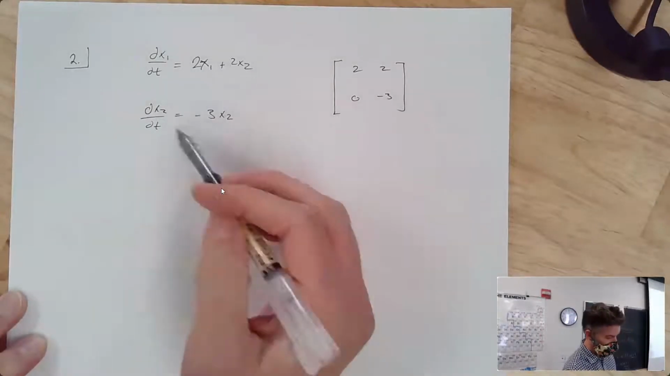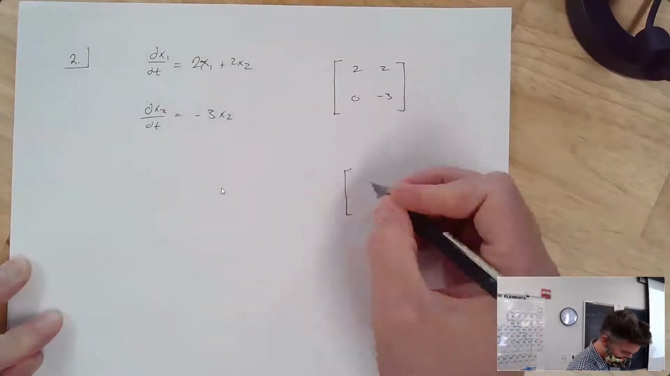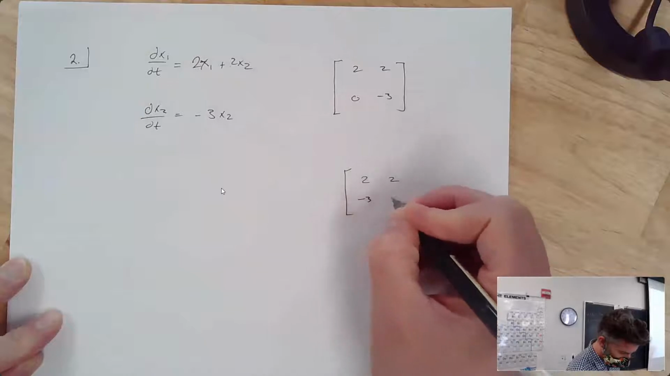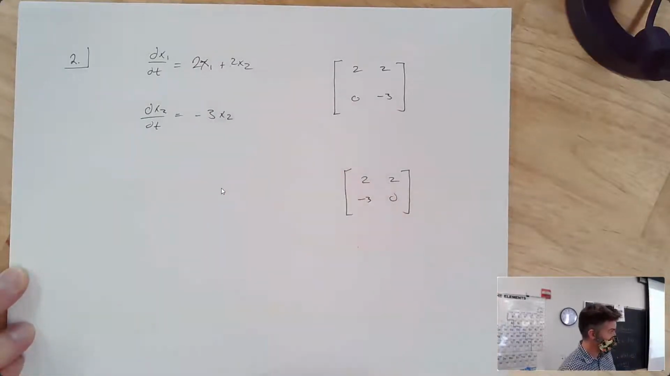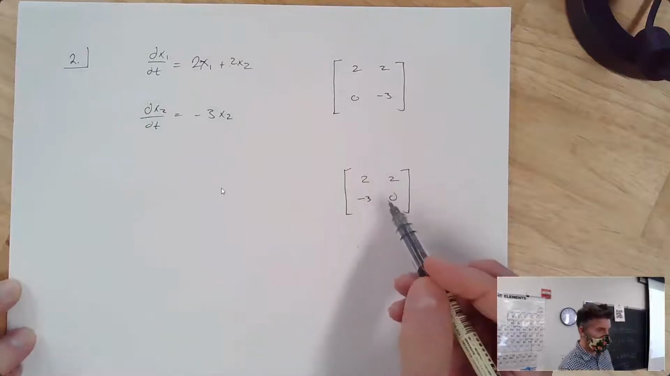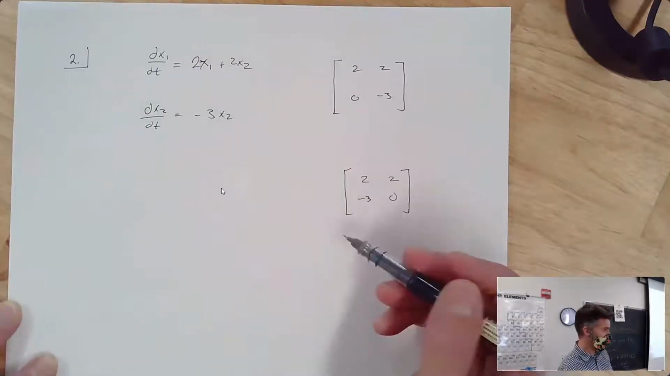I was mistaken because I accidentally misread this. I thought the matrix for this would have been 2, 2, -3, 0, because I missed that it was an x2 there instead of an x1. So if this was your matrix, I do think you'd have complex eigenvalues. We could look at that later if we really want to.